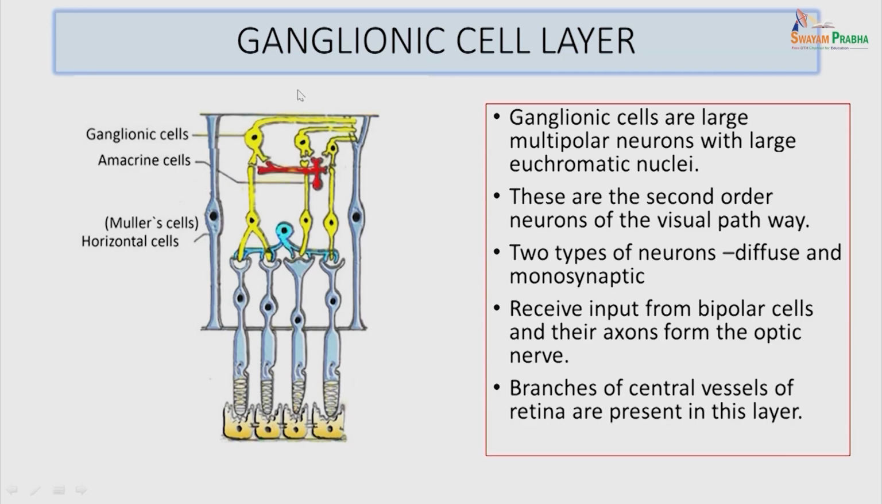In the diagrammatic representation of the microscopic study of retina, you are seeing the ganglionic cells here. This is the ganglionic cell. These are large multipolar neurons.